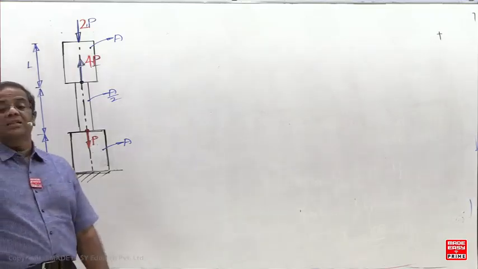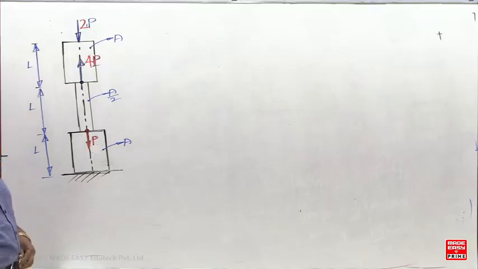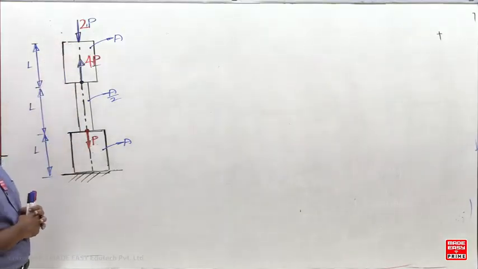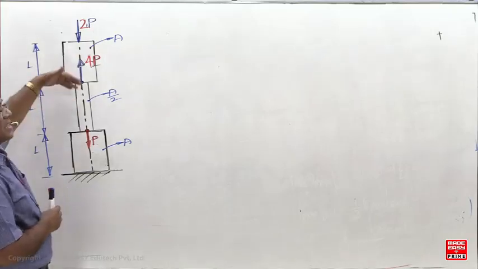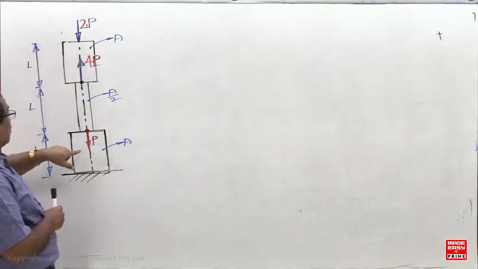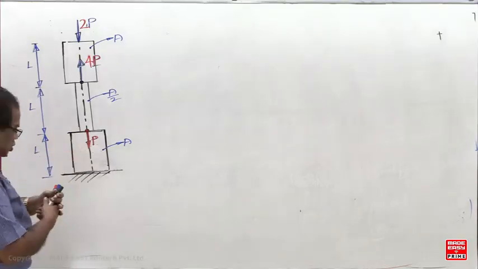Here ALD consists of 4 horizontal lines. How many axial loads are there now? 1, 2, 3. First you calculate the reaction. What is the net vertical load? Net upward load is 4P. Net downward load is 3P. So the reaction should be P.